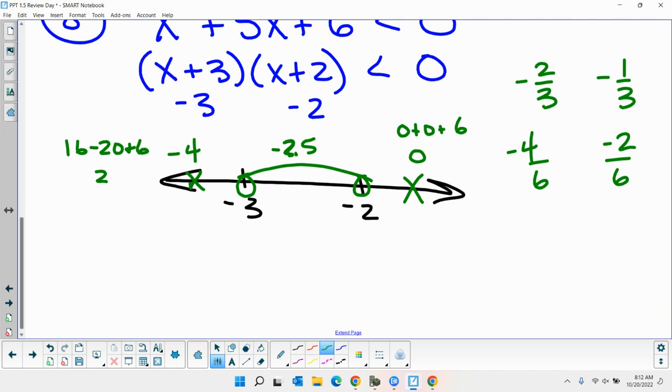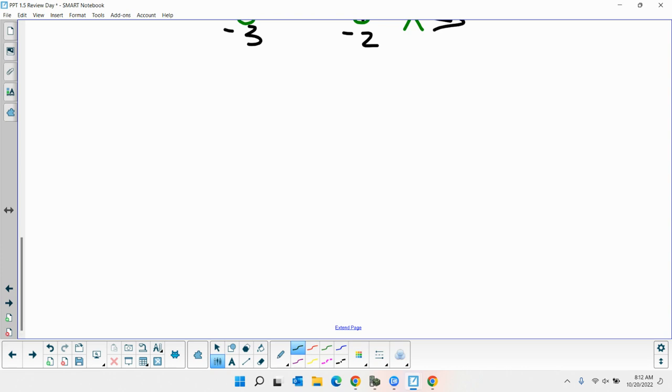All right. So those are the quadratics. Last two are the rational ones. Probably the ones that give you the most trouble. Just take your time. All right.